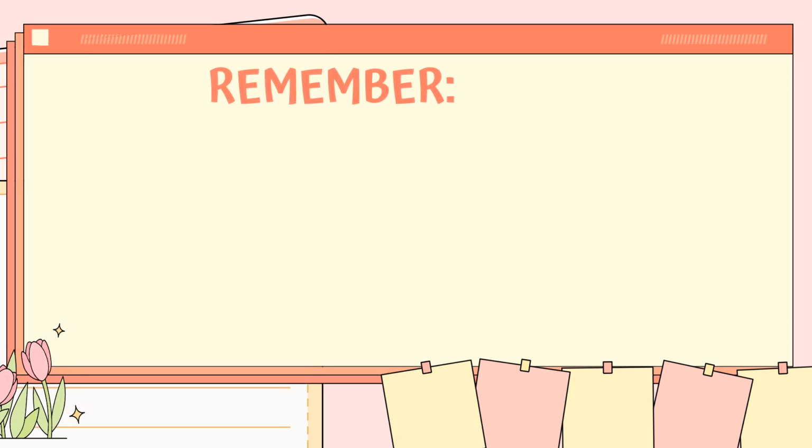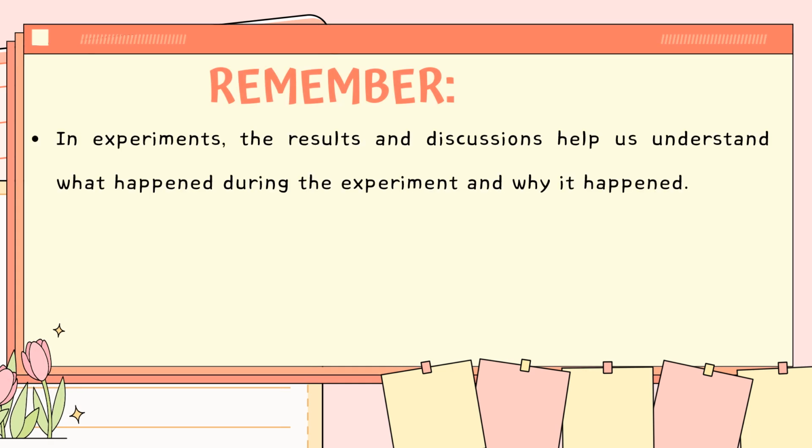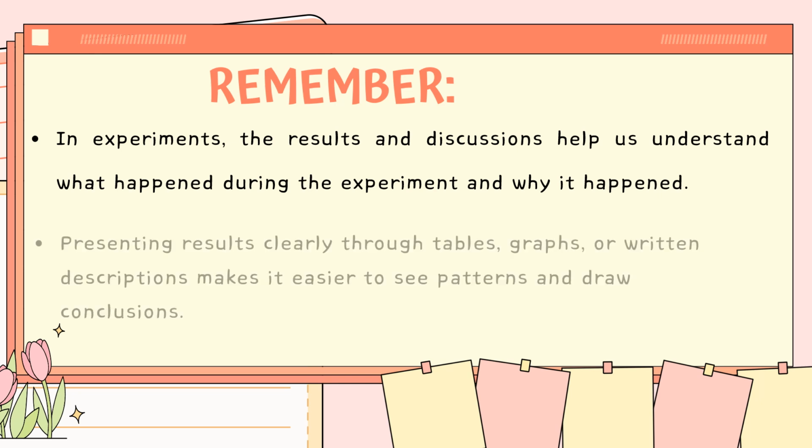Remember, in experiments, the results and discussions help us understand what happened during the experiment and why it happened. Presenting results clearly through tables, graphs, or written descriptions makes it easier to see patterns and draw conclusions.